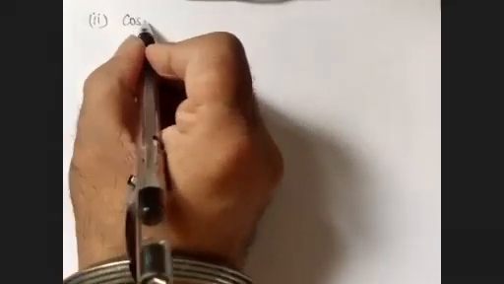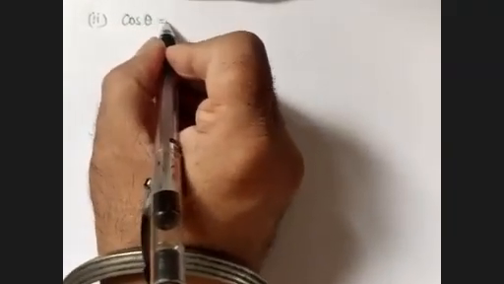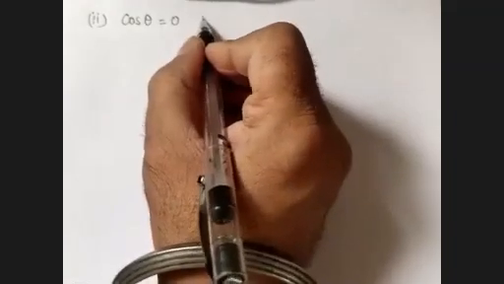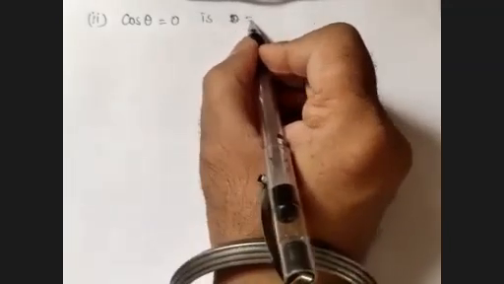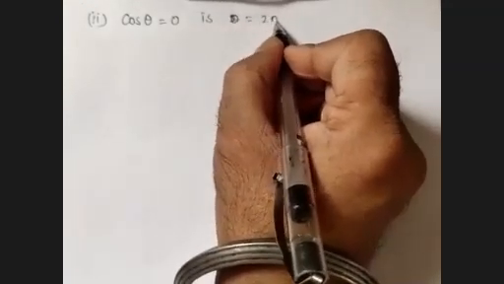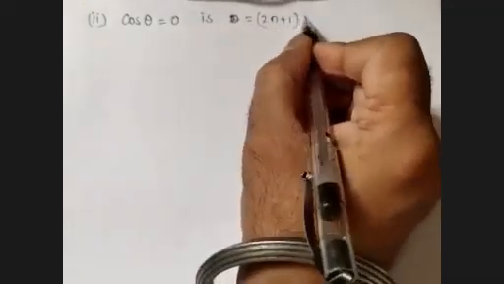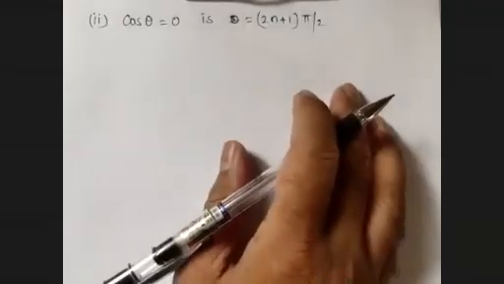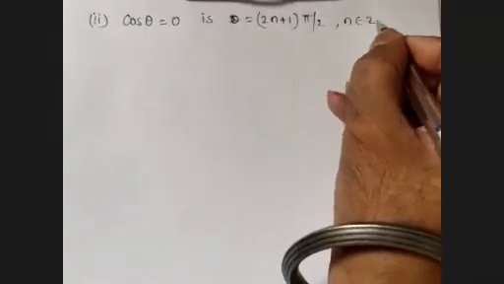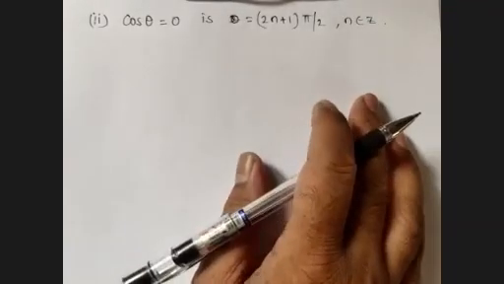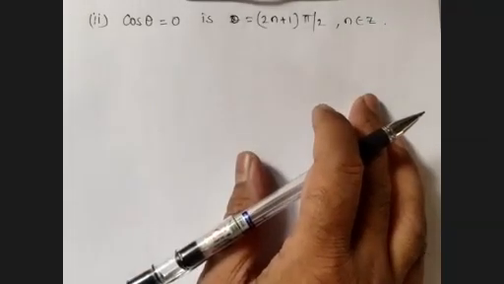So the second thing we are going to discuss is sin theta is equal to 0 and its answer is theta is equal to 2n plus 1 pi by 2. It's very simple, where n belongs to Z. So let us start.